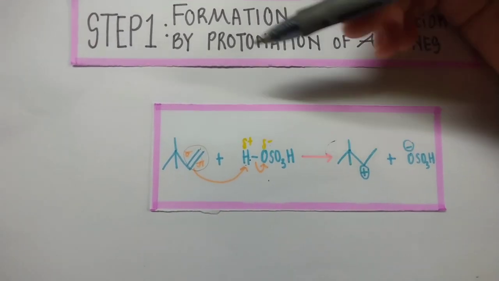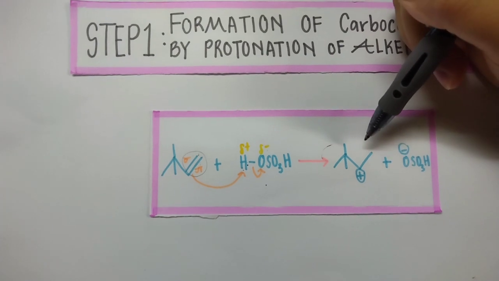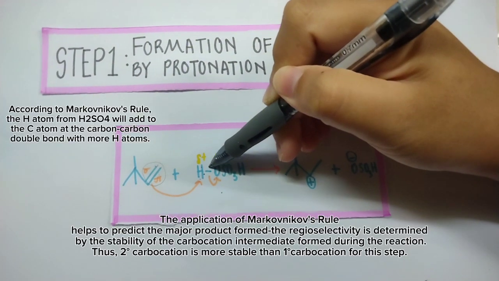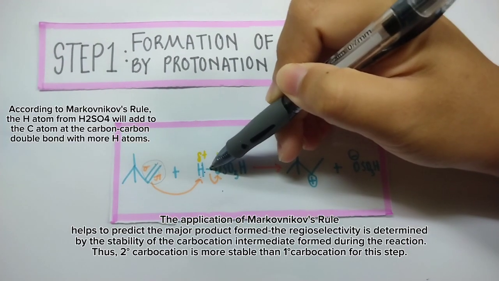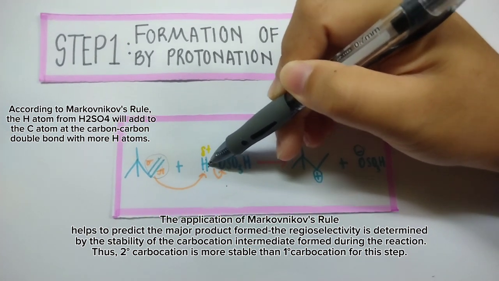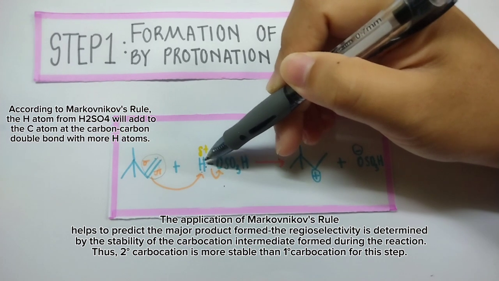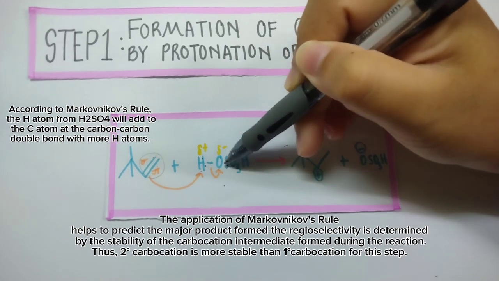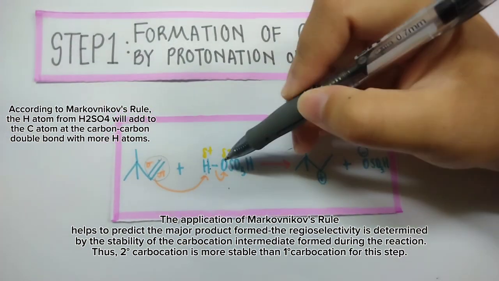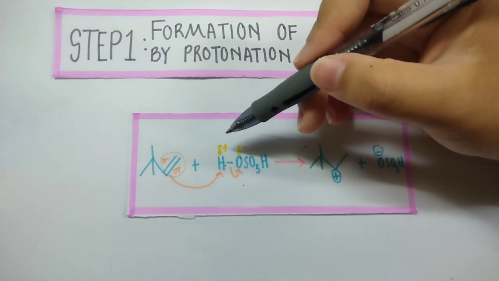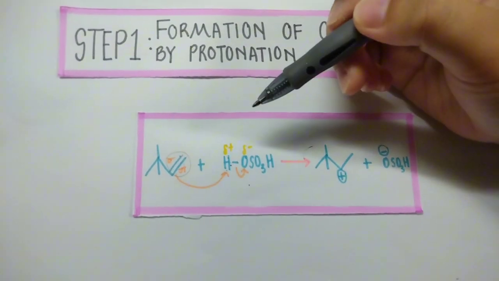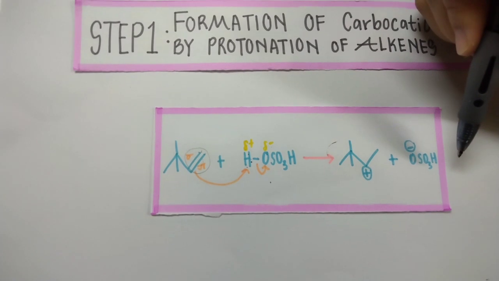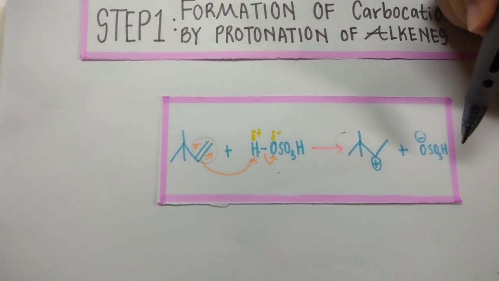The product will no longer have a double bond or pi bond. And this sigma bond also contains 2 electrons. So the 2 sigma electrons between this hydrogen atom and oxygen atom will be pushed to the oxygen atom. Why? Because the oxygen atom is more electronegative than the hydrogen atom. So it will produce the HSO4 minus ion.